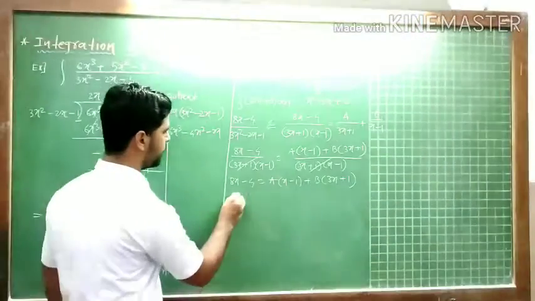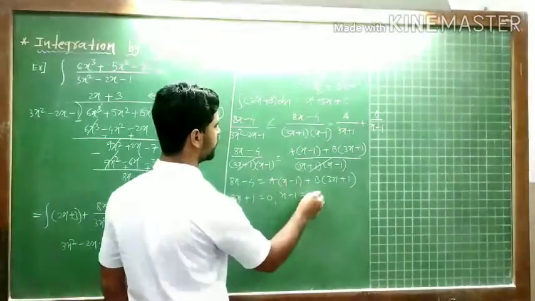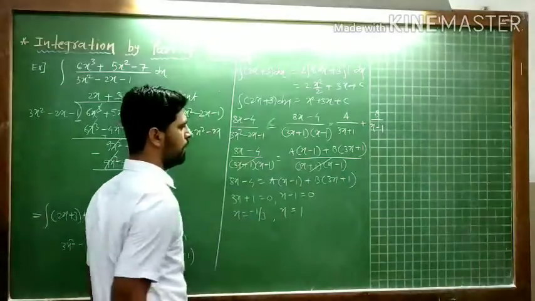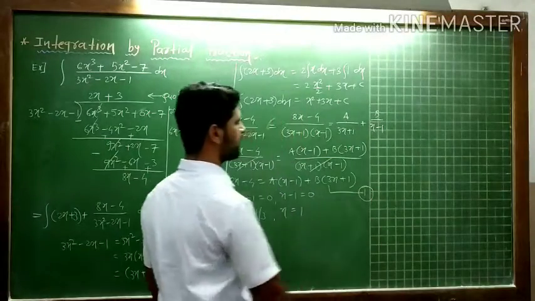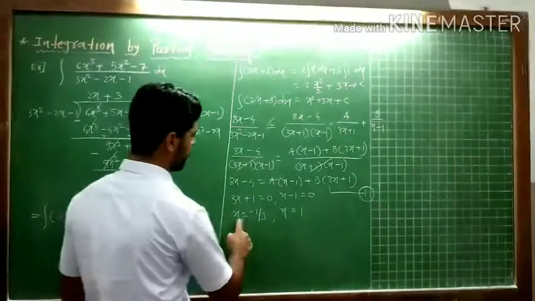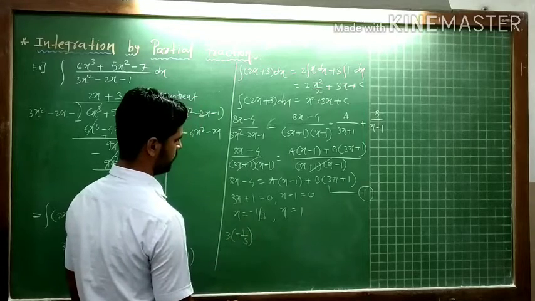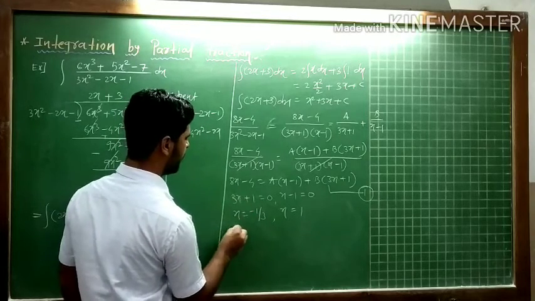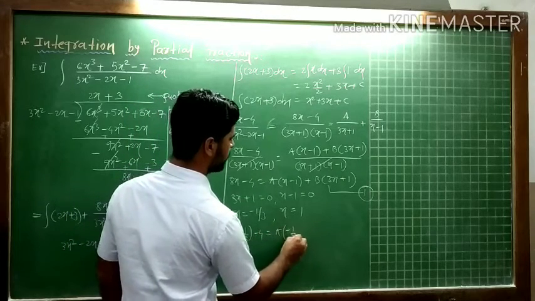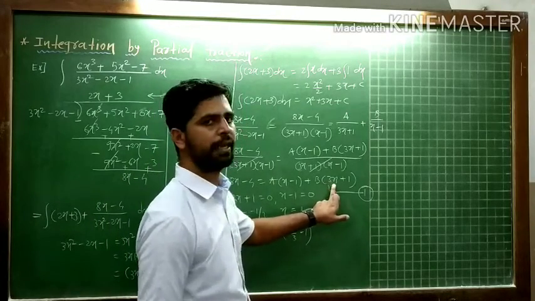Now we have two factors, 3x plus 1 equal to 0 and x minus 1 equal to 0. From this we get two values, x equal to minus 1 by 3 and x equal to 1. We have to put both values in equation number 1 to find the values of A and B. So put x equal to minus 1 by 3 here: 8 into minus 1 by 3 minus 4 is equal to A into minus 1 by 3 minus 1. Don't put x equal to 1 here because that term cancels and you will get 0.